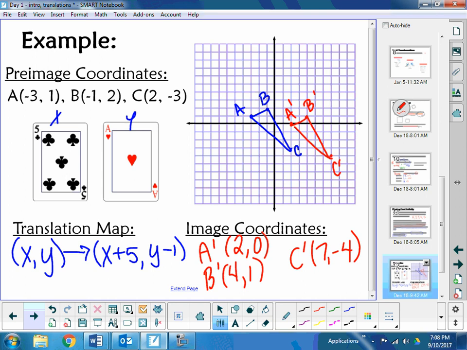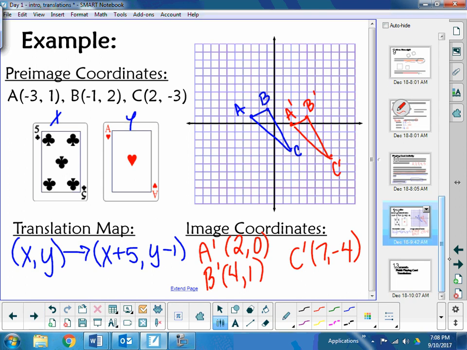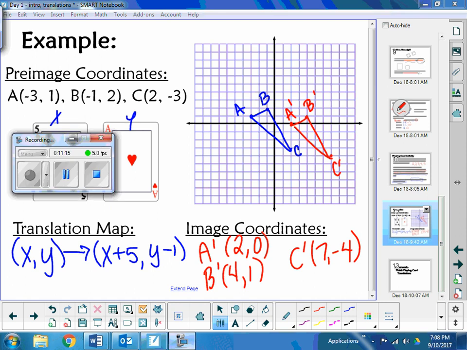I have several problems set up for you, where I give you the pre-image, and then you are going to flip your cards to find your translation, and then graph the image. That is your homework, so as soon as you're done with that, you are good to go.